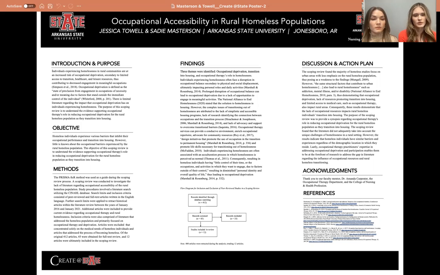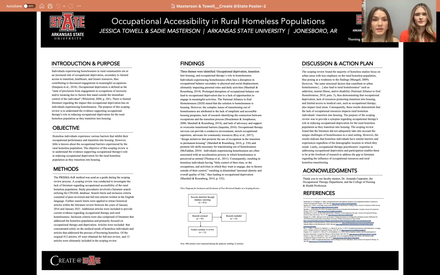Further search limits were applied to retract historical articles within the literature review between the years of January 2016 and January 2021. Additional articles were included to provide current evidence regarding occupational therapy in rural homelessness. Inclusion criteria were also comprised of literature that addressed the homeless population and primarily focused on occupational therapy and deprivation. Articles were excluded that concentrated solely on the medical needs of the homeless individuals and articles that addressed the process of becoming homeless. Of the original 412 articles, 45 were obtained for full text review, and 12 articles were ultimately included in the scoping review.